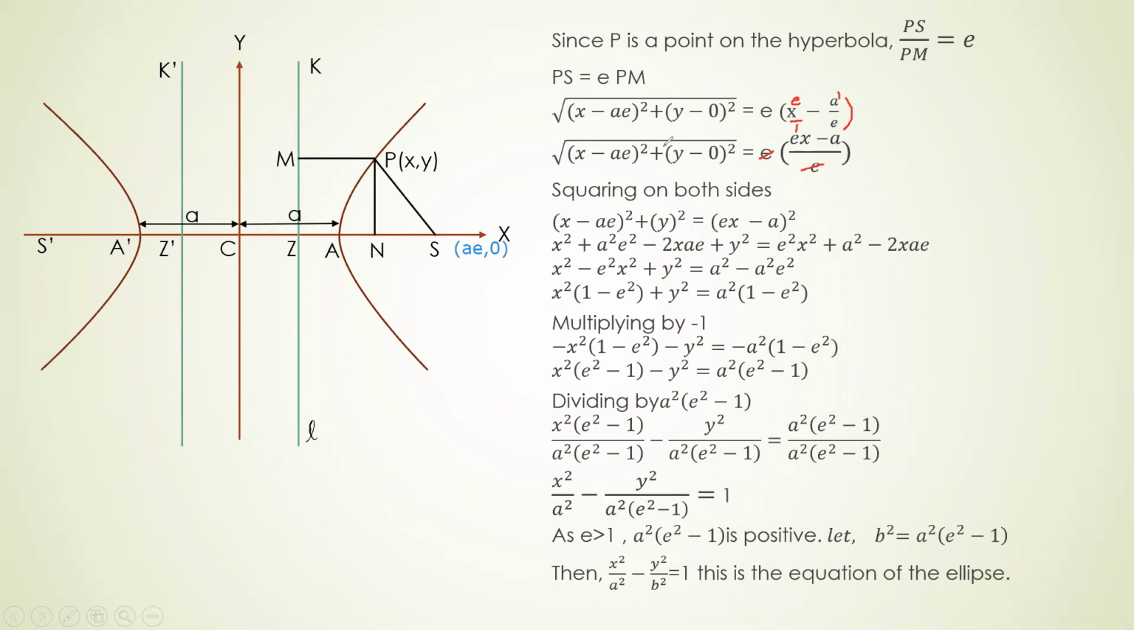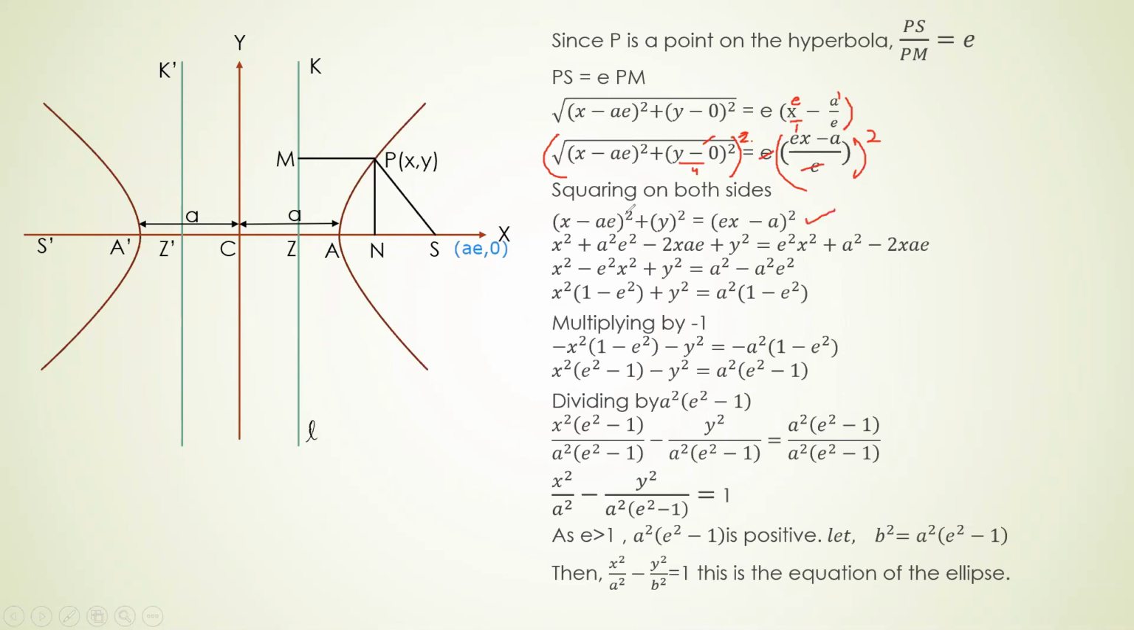Taking squaring on both sides means here also we have to square, and this part also we have to square. When we square here, the square and square root get cancelled on the left hand side. What is left out is (x minus ae) whole square plus (y minus 0), we can write it as y, so it will be y square. Here (ex minus a) whole square as it is.